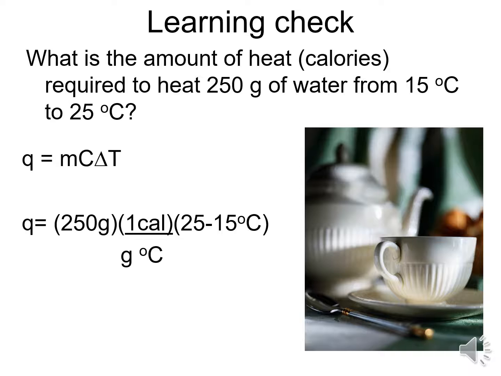And then if we look at our delta T, our change in temperature, we're going to 25 from 15, so 25 minus 15 is 10. 250 times 1 times 10 is 2,500. Grams cancels out, degrees Celsius cancels out. All we're left with is a unit of heat of 2,500 calories.